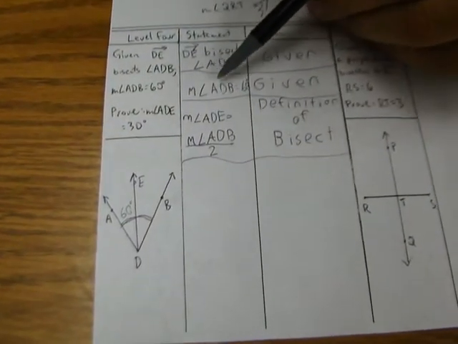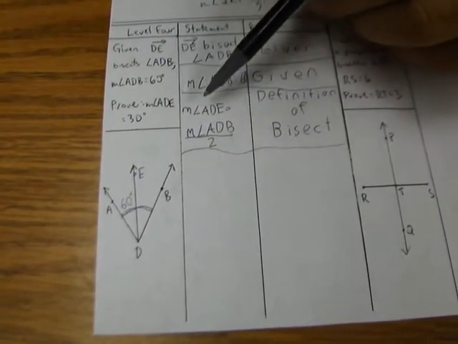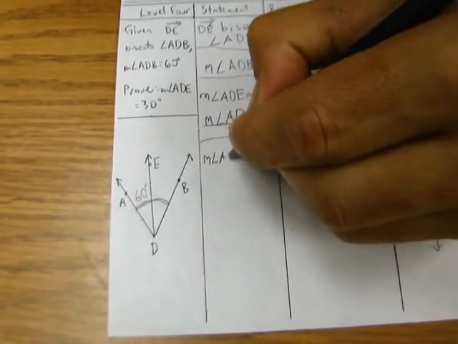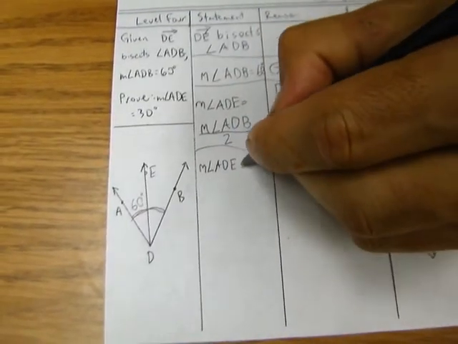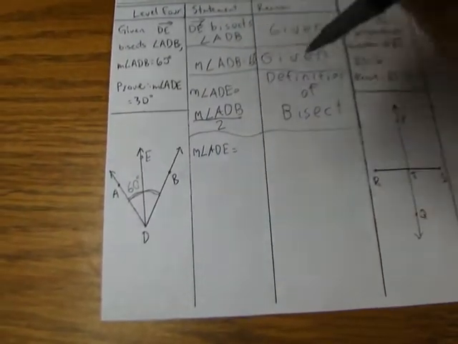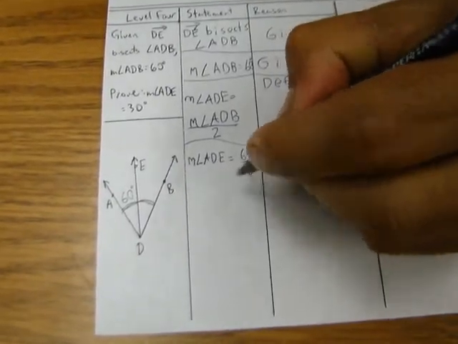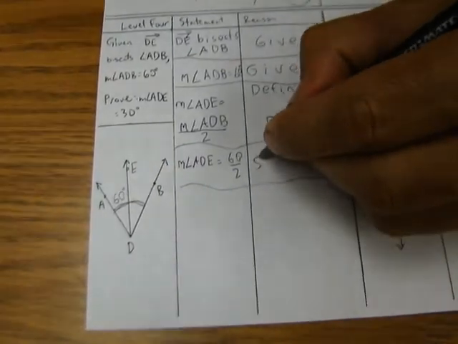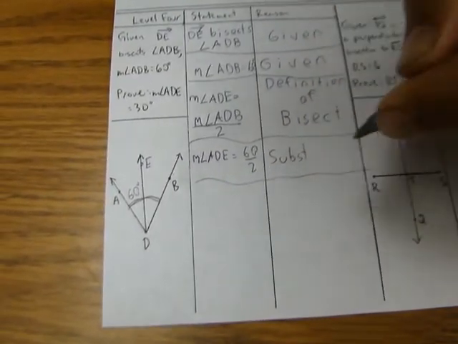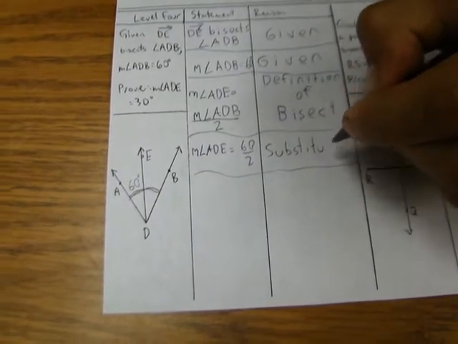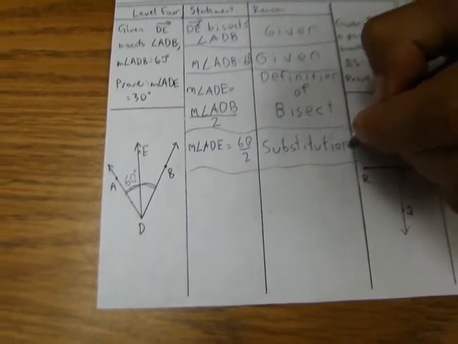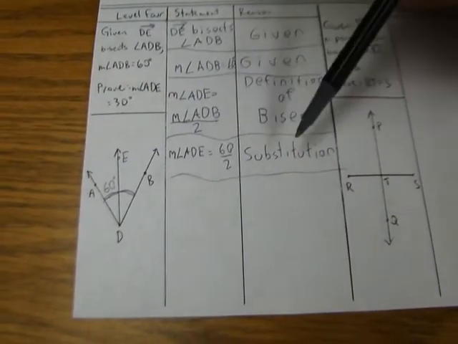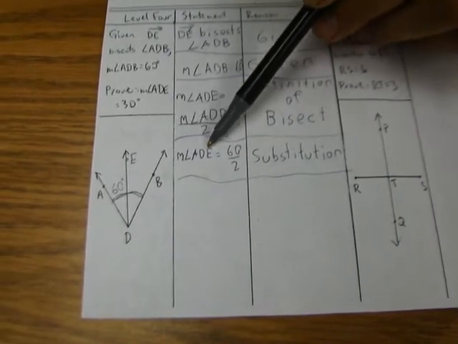Alright, we also know that the measure of angle ADB is 60. So I can now rewrite this as the measure of angle ADE equals, instead of writing ADB, I'm going to replace it with 60 divided by 2. What I did is I replaced ADB with 60. When you replace something, we call that substitution. Substitution.